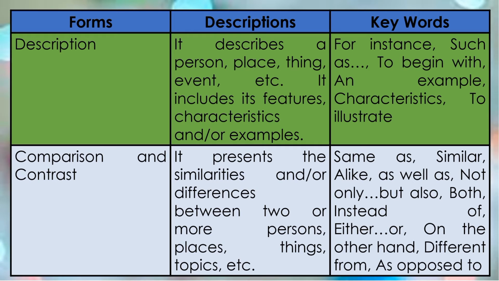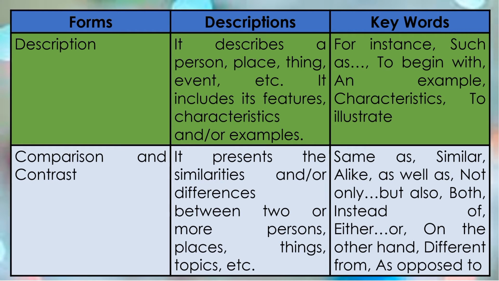The third form of an informational text is what we call the description. A description informational text describes a person, place, thing, event, and others. It includes its features, characteristics, and examples. Some of its keywords are, for instance, such as, to begin with, an example, characteristics, or to illustrate.